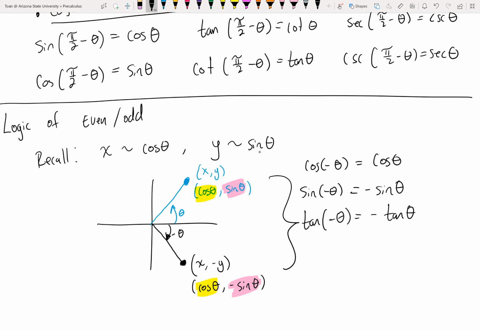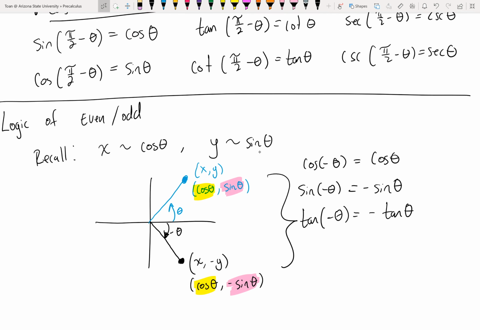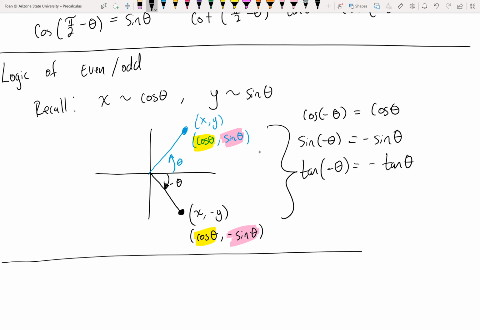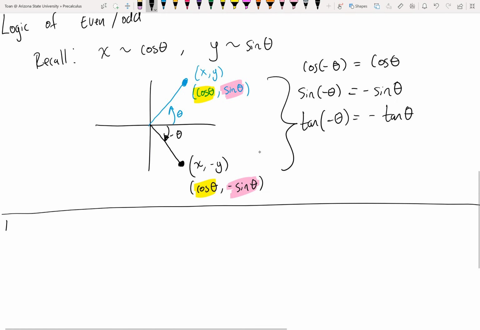answer. So that's where the even odd identities not necessarily come from, because they come from the actual graph itself, but this is a way to visualize the even odd identity. So yes, you need to memorize it, but understanding what they say makes memorizing it a lot easier. Now, the logic behind the cofunction identities is actually pretty cool.